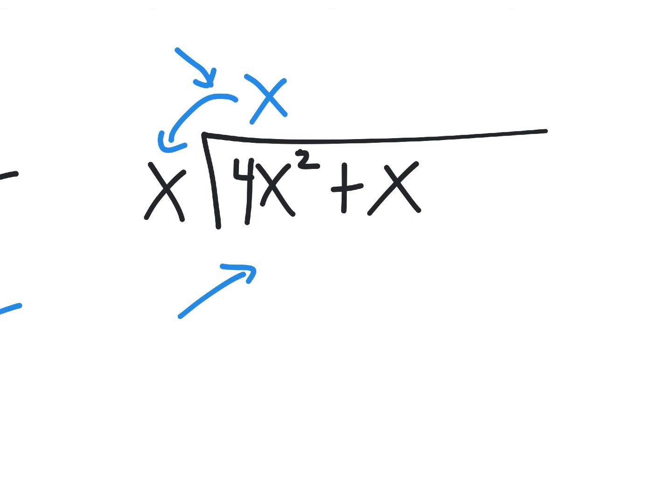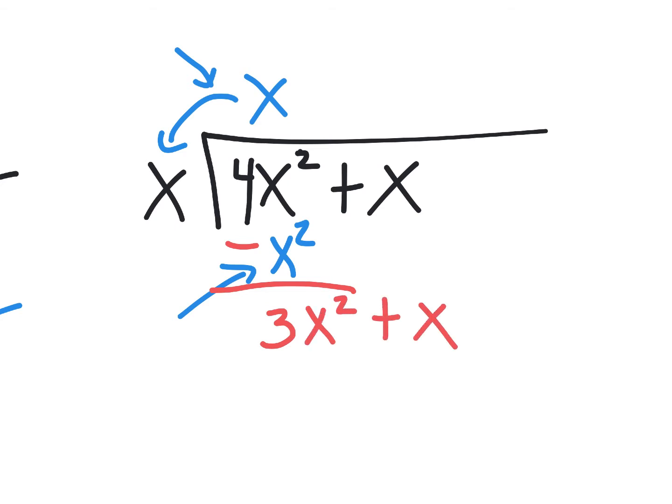All right. So when I take this out, I have x times x is x squared. And then I do the opposite thing. And then I have 3 x squareds left plus an x. Do you get how I needed to bring this down?